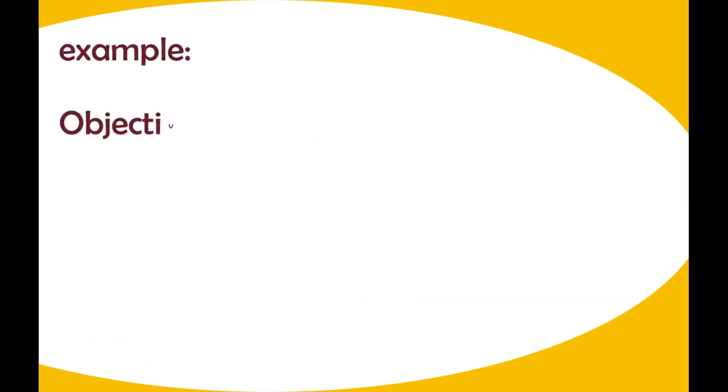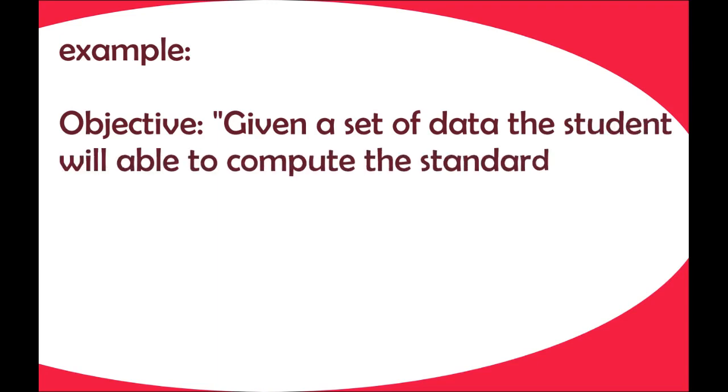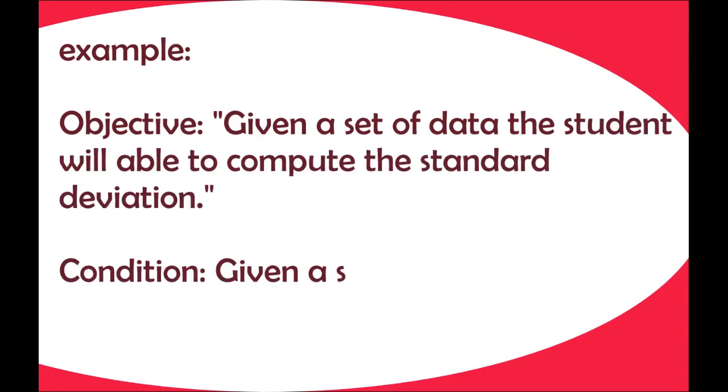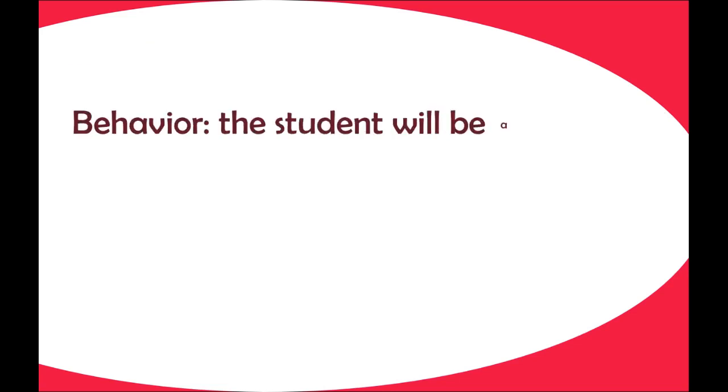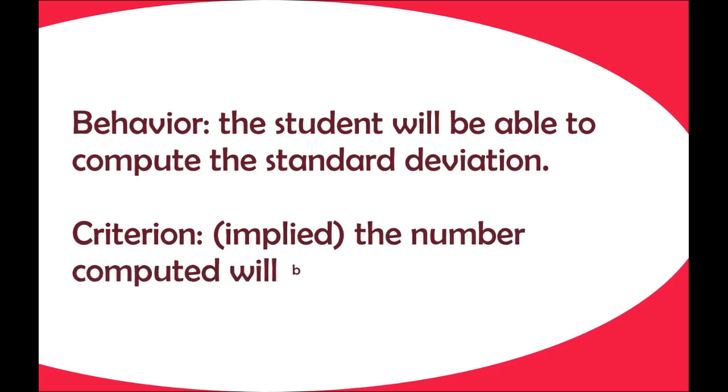Example of a completed learning objective. Objective: Given a set of data, the student will be able to compute the standard deviation. Condition: given a set of data. Behavior: the student will be able to compute the standard deviation. Criterion: implied. The number computed will be correct.